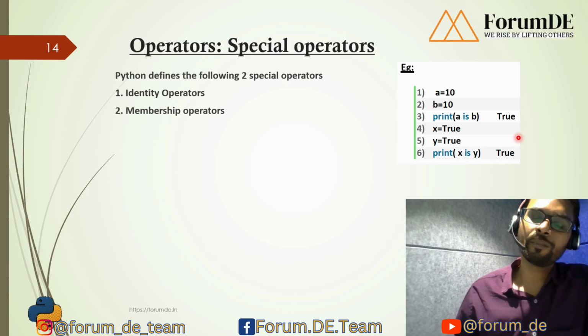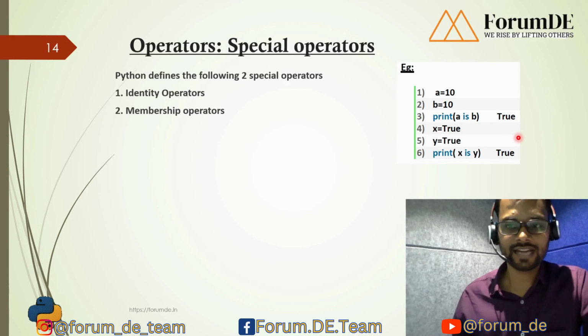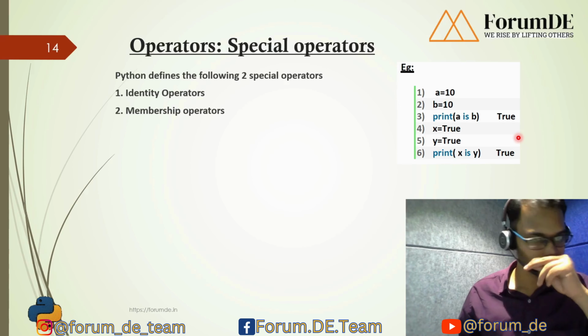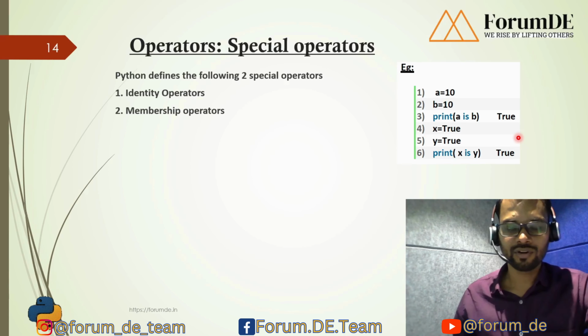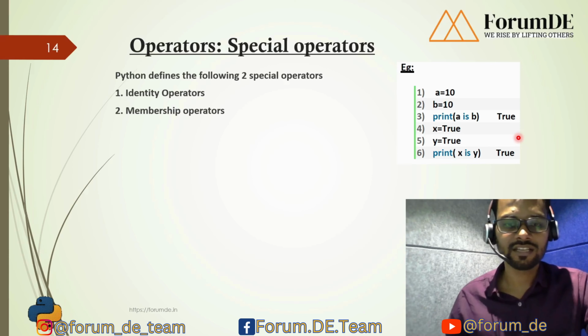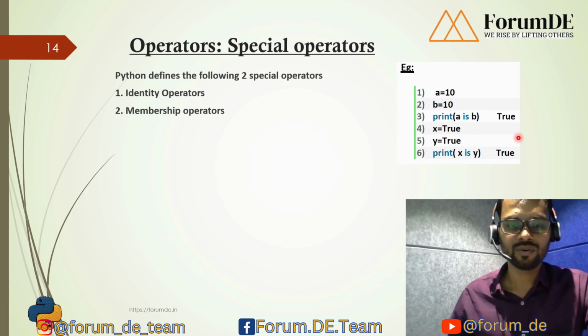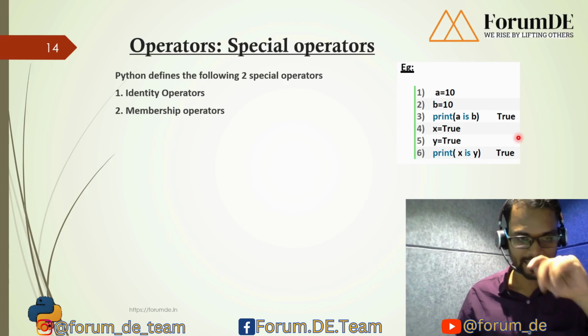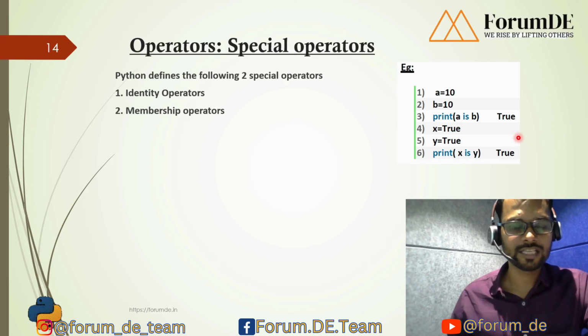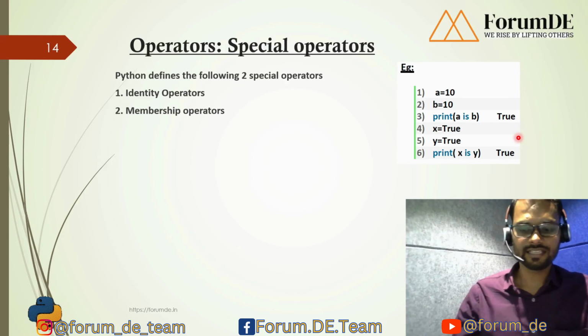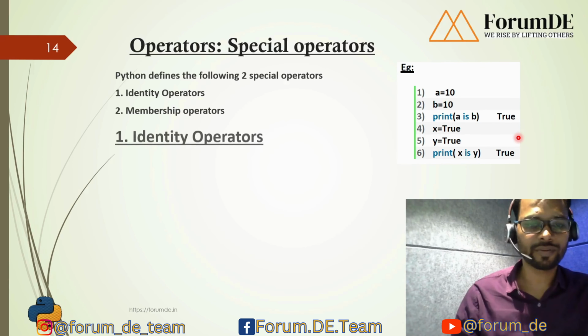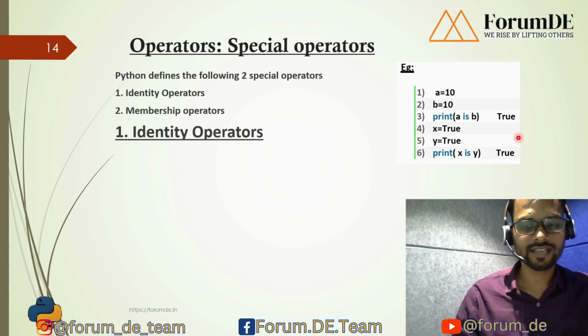The identity operator identifies whether the two objects are the same, and the membership operator is just to check whether an item is part of the whole object or not. I will explain each and every special operator in detail. First is the identity operators. The identity operators are is and is not.